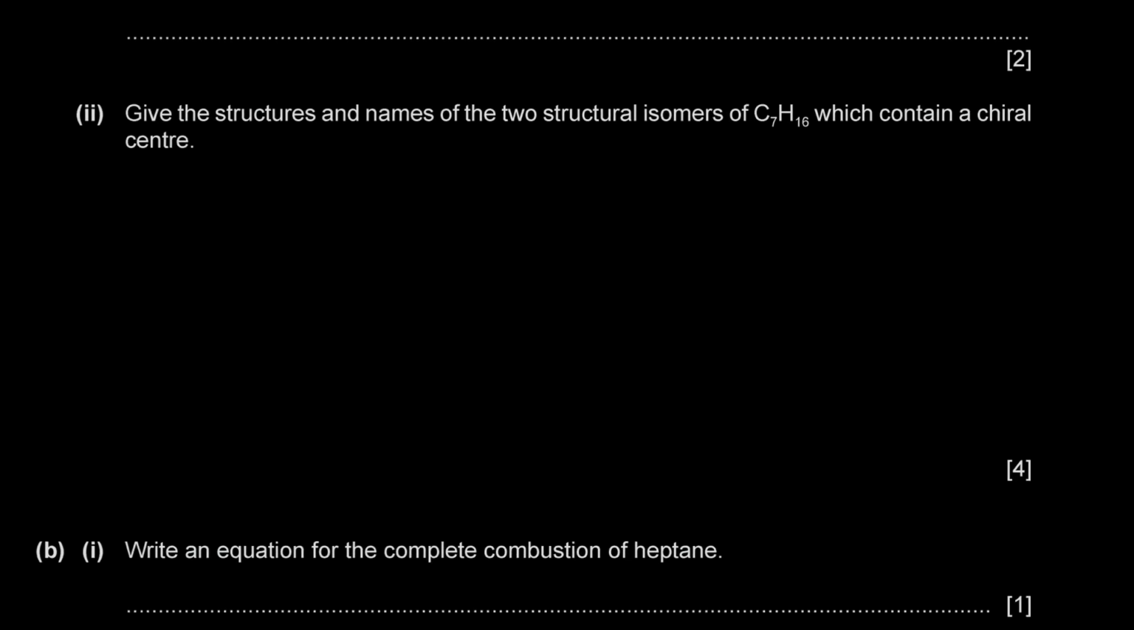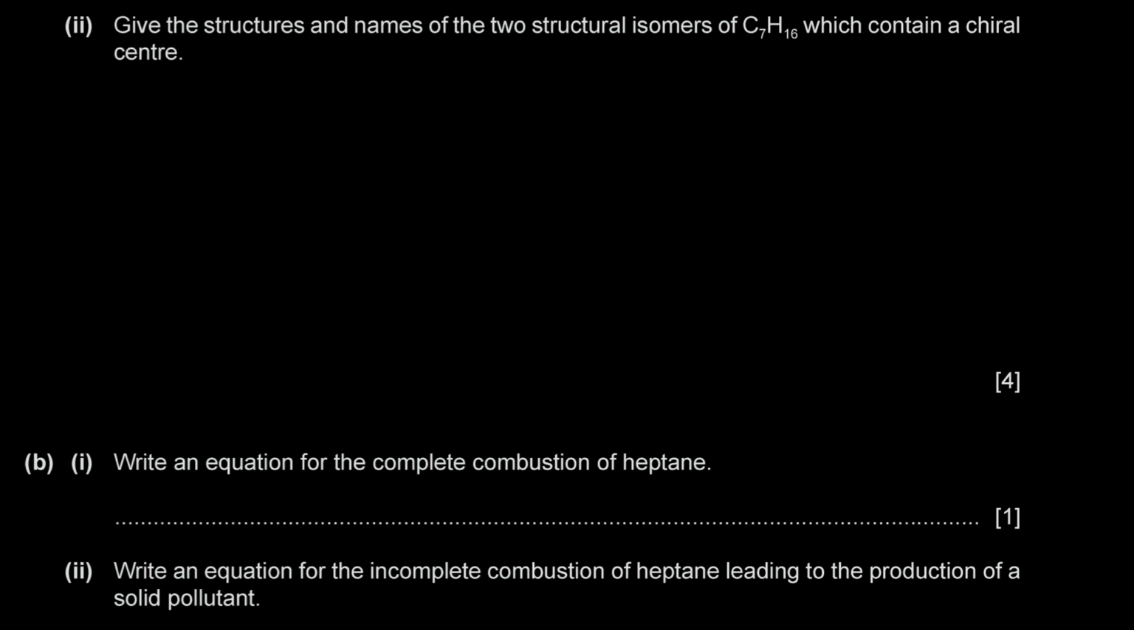Give the structures and names of the 2 structural isomers of C7H16 which contain a chiral center. So we have to draw the structural isomers of C7H16 that have a chiral center. Now obviously the straight chain isomer, which is heptane, doesn't have a chiral center because we only have CH3s and CH2s. So here's heptane, right? It's CH3, CH2, CH2, CH2, CH2, CH2, and then CH3. So we have 7 carbon atoms, and each of the carbon atoms is bonded to at least 2 hydrogens. So it definitely doesn't have a chiral center. So the straight chain isomer doesn't have a chiral center, so that's not the answer. It has to be a branched isomer.